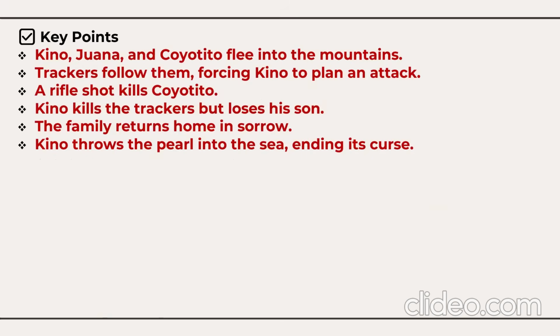So finally, what are the key points from this chapter number 6? Kino, Juana, and Coyotito run towards the mountains. Trackers follow them, forcing Kino to plan an attack. A rifle shot kills Coyotito. Kino kills the trackers but loses his son. The family returns home in sorrow. Kino throws the pearl into the sea, ending its curse.